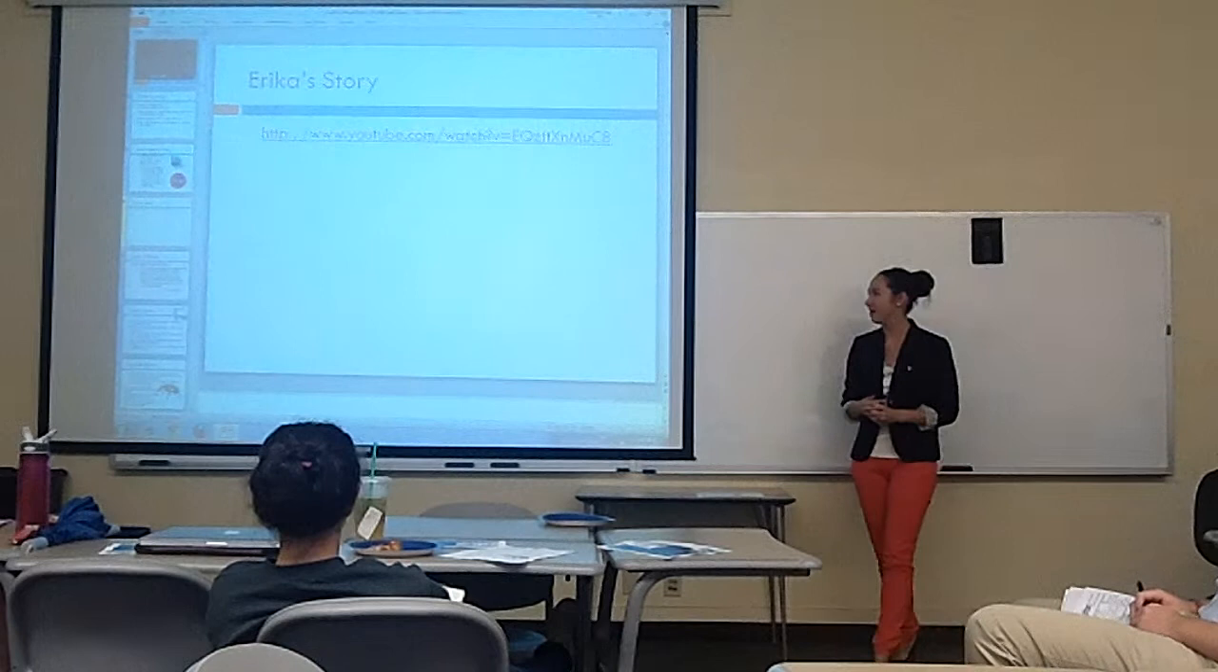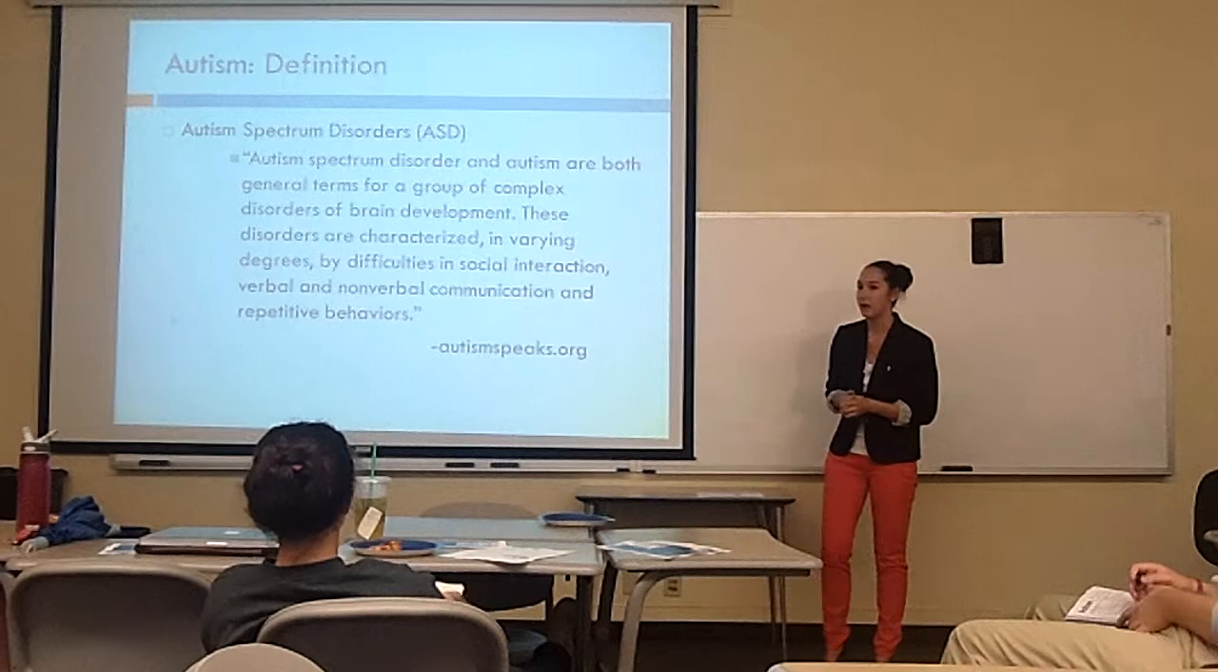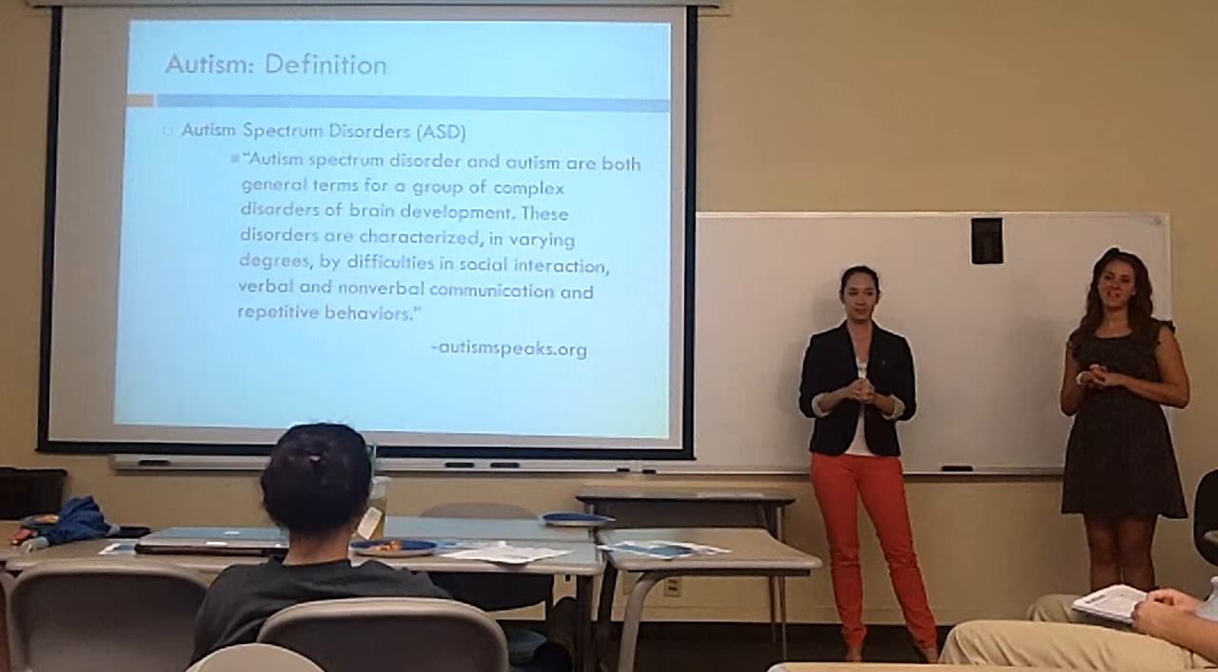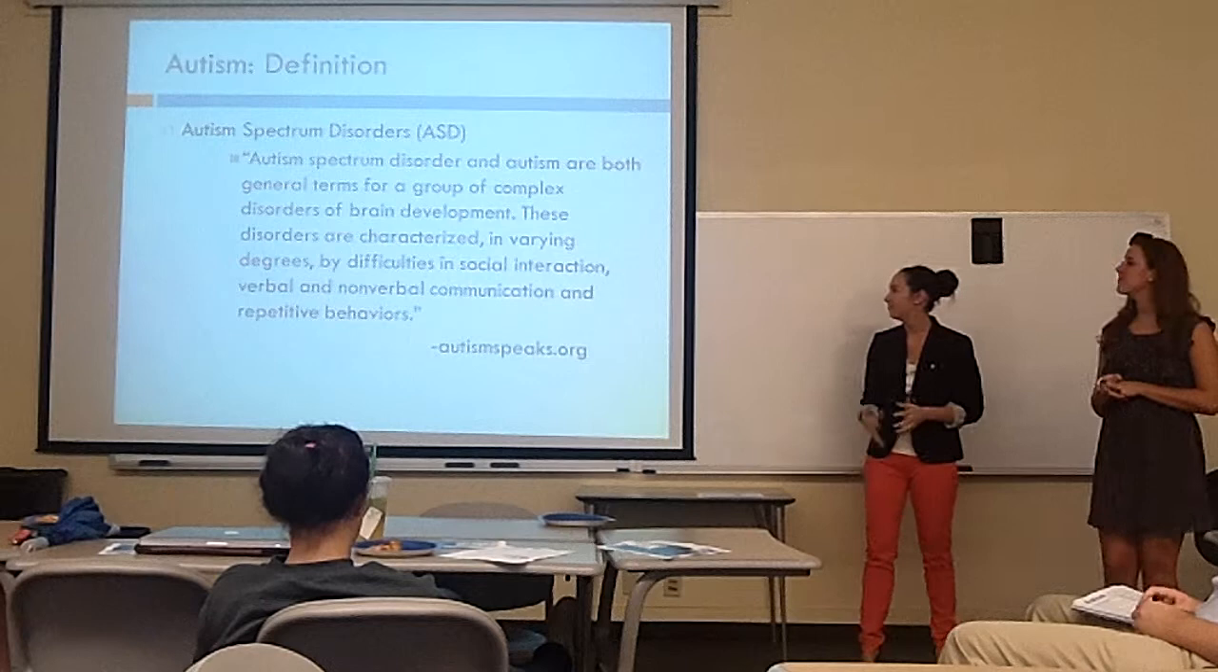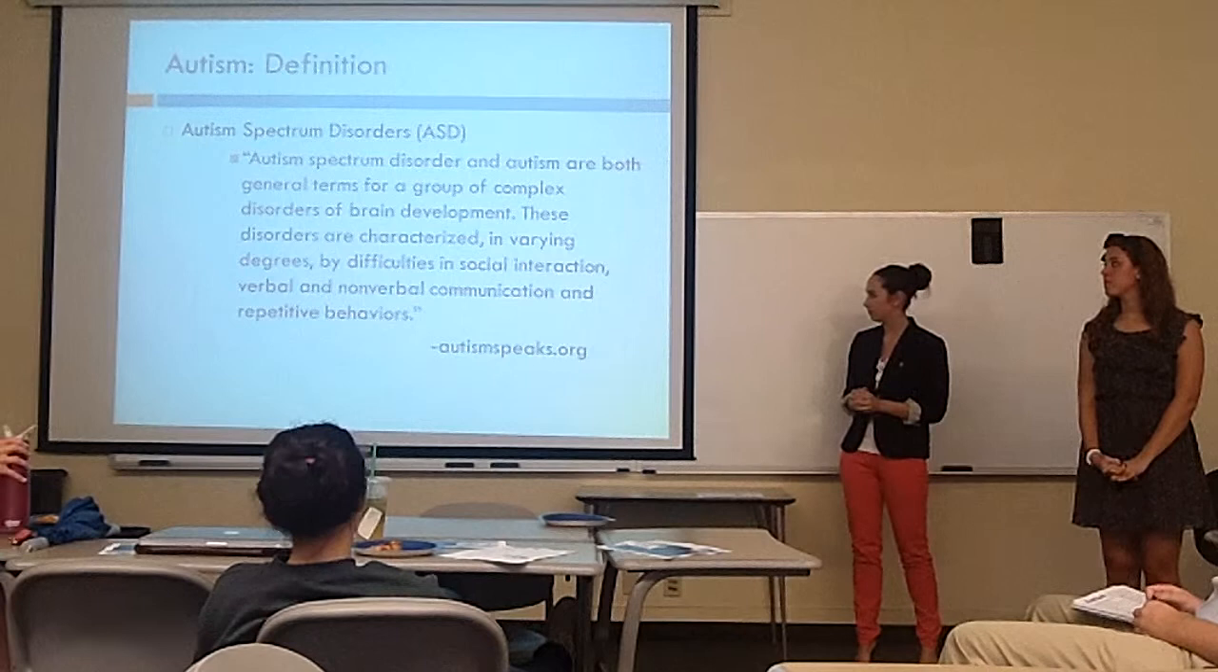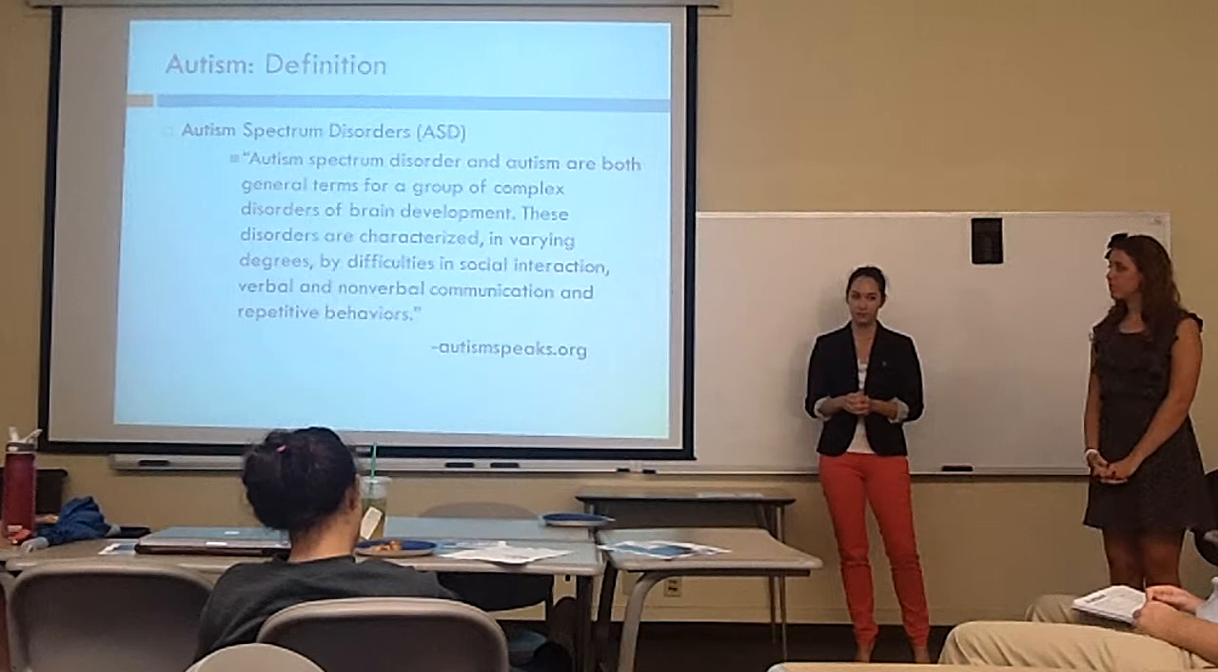After the video, we are going to go over the general definition of autism. On the next slide, can someone read that passage for me, please? Any volunteers? Autism spectrum disorder and autism are both general terms for a group of complex disorders of brain development. These disorders are characterized in varying degrees by difficulties in social interaction, verbal and nonverbal communication, and repetitive behaviors.